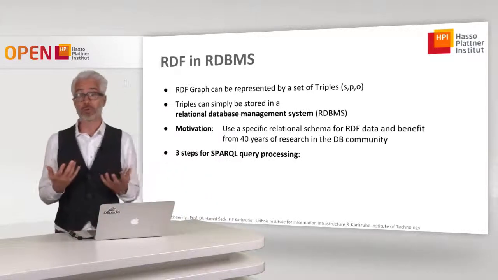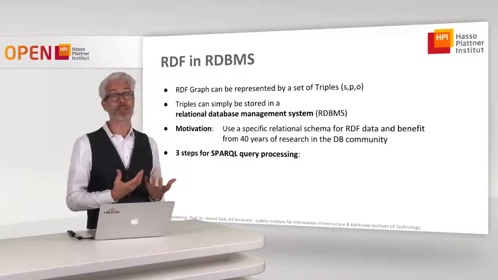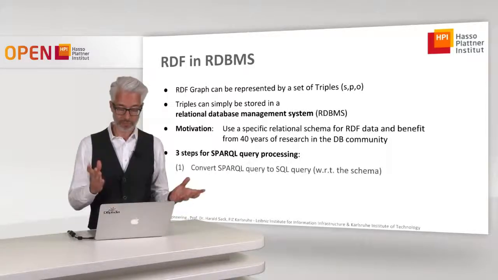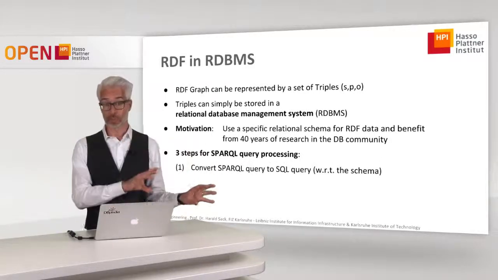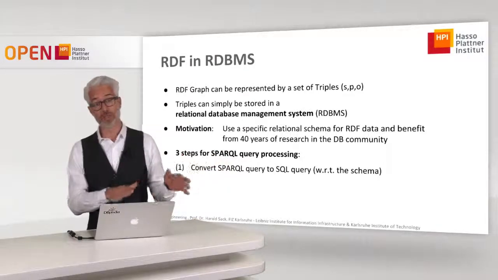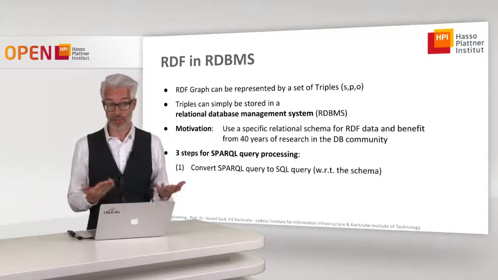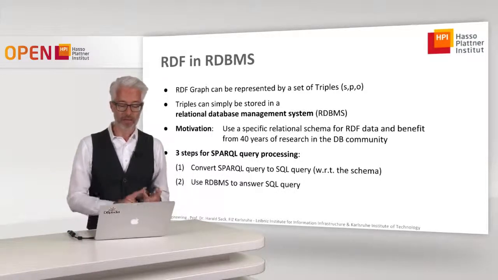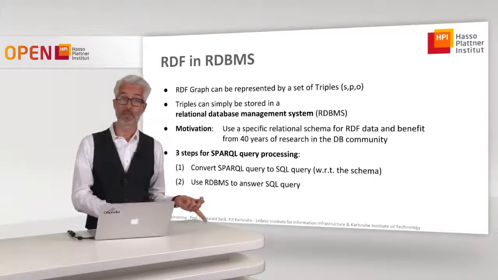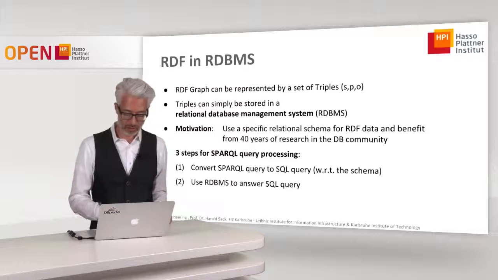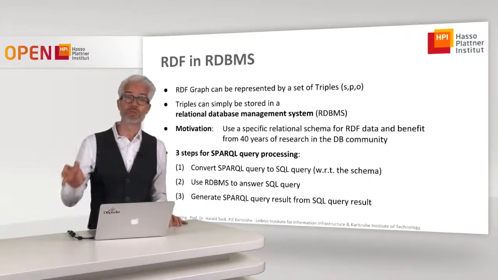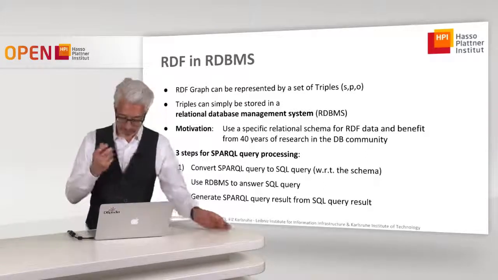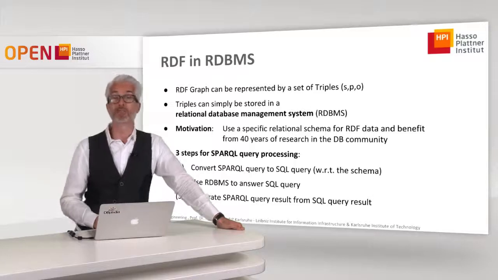So how does this then work? How could I implement SPARQL query processing in a relational database management system? Of course, first of all, if I want to query with SPARQL, I have to translate the SPARQL query to SQL, with which I access the relational database management system according to a given schema. Then I use the database management system to answer the SQL query, and in the end I have to re-transfer the SQL answer to the SPARQL answer. This would be the way for SPARQL processing.